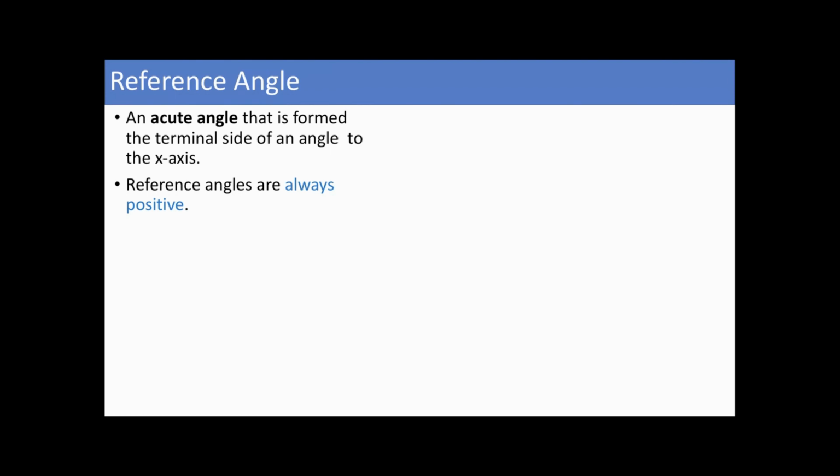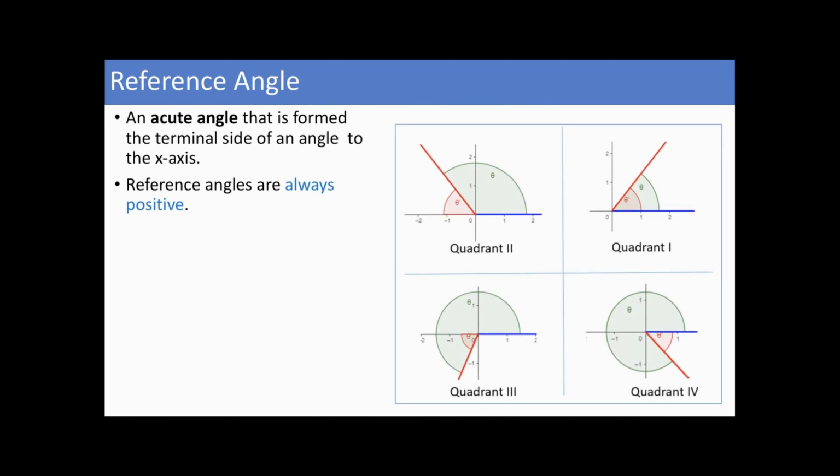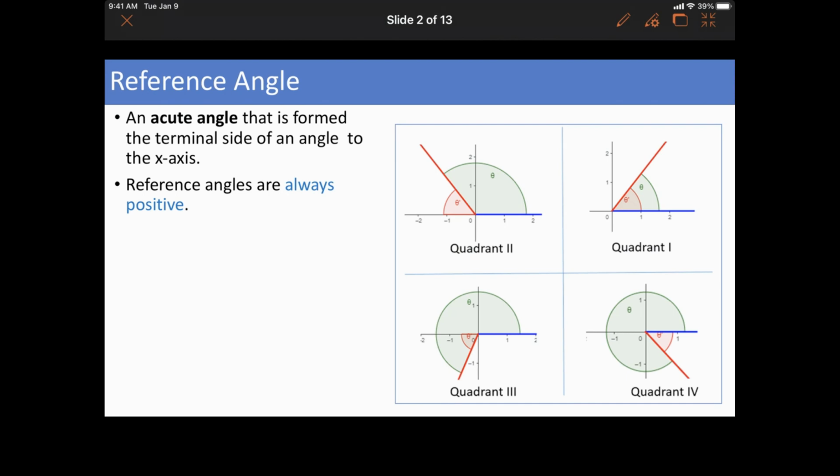A reference angle is an acute angle that is formed between the end side of an angle and the x-axis, and it is always positive. So when you're drawing your angle, you can see here the different quadrants, just like you would have in a coordinate plane. In the first quadrant, the reference angle would be the same.